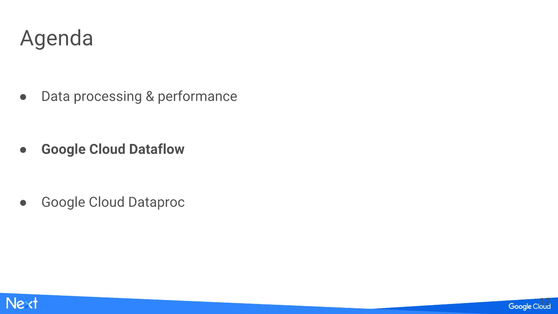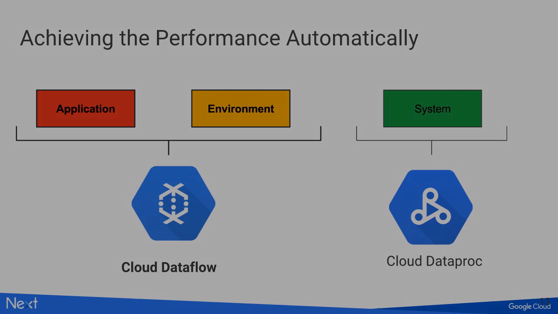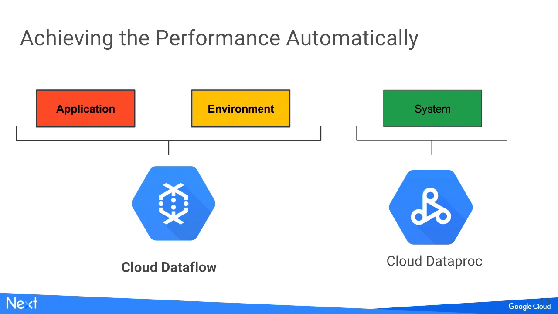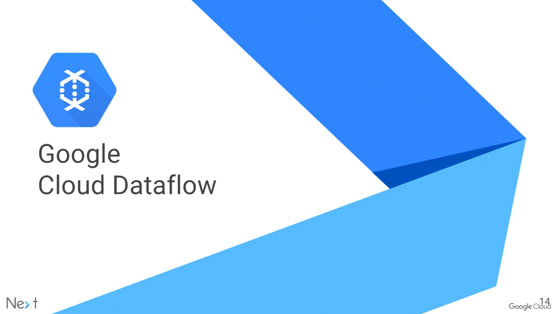So with this, we'll look at two specific Google Cloud processing tools, Dataflow and Dataproc, and how they tackle different aspects of the factors that affect application performance. First, we will look at Cloud Dataflow and how it deals with application-specific dependencies and environment. And then we'll look at Dataproc and how it deals with system-level improvements.